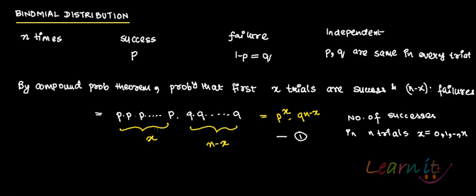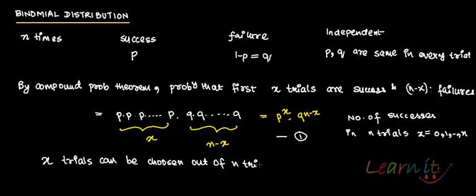So what you want is that these X trials can be chosen out of N trials, and they could be chosen in NCX mutually exclusive ways.